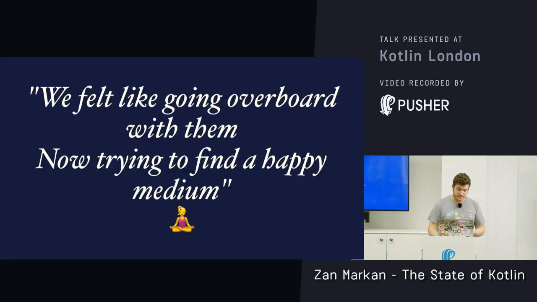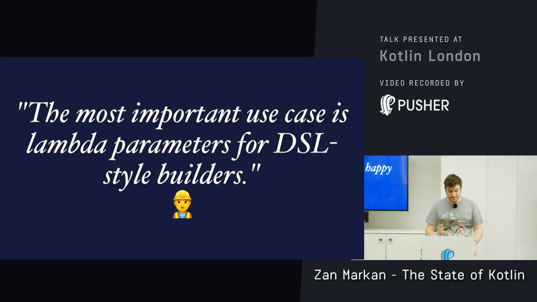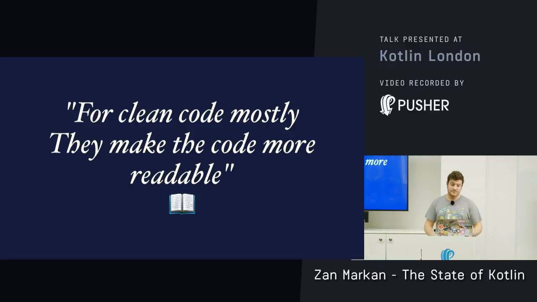What people say about them: we felt like going overboard with them, now trying to find a happy medium. They're not the best thing, because they can easily be abused and overused. The most important use case is lambda parameters for DSL-style builders. And for clean code, because they make the code more readable. Because you can just name different things on strings, integers, any given object. You can just call them different things.